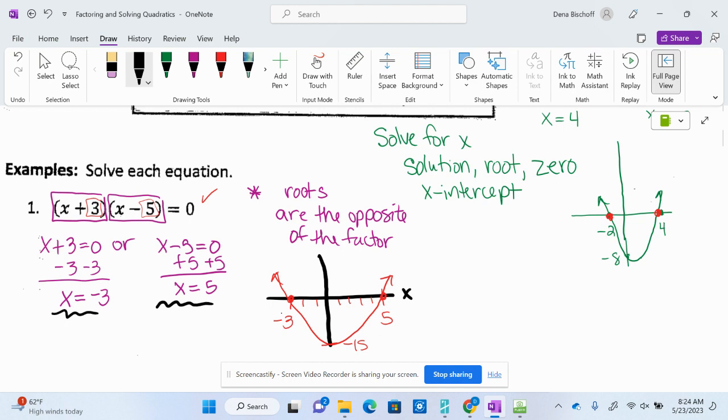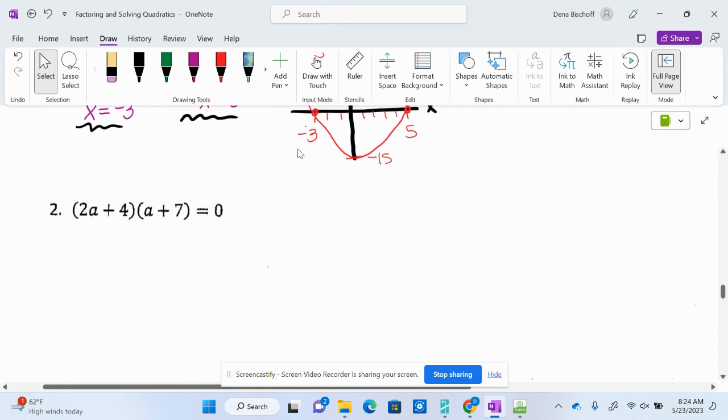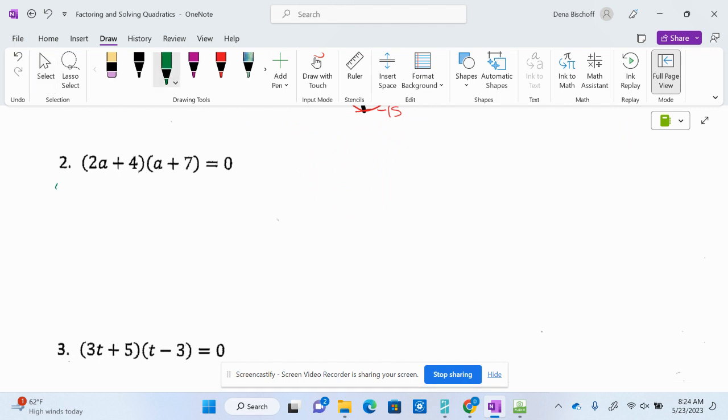Unfortunately, your roots are not always nice whole numbers or integers. Unfortunately, sometimes your roots are fractions or decimals that go on forever, right? So let's look at number 2 and try and figure out what the roots are for number 2. So to start off, I have to say that 2a plus 4 equals 0 or a plus 7 equals 0. So I have to solve for a for both of these. I have to get a all by itself.